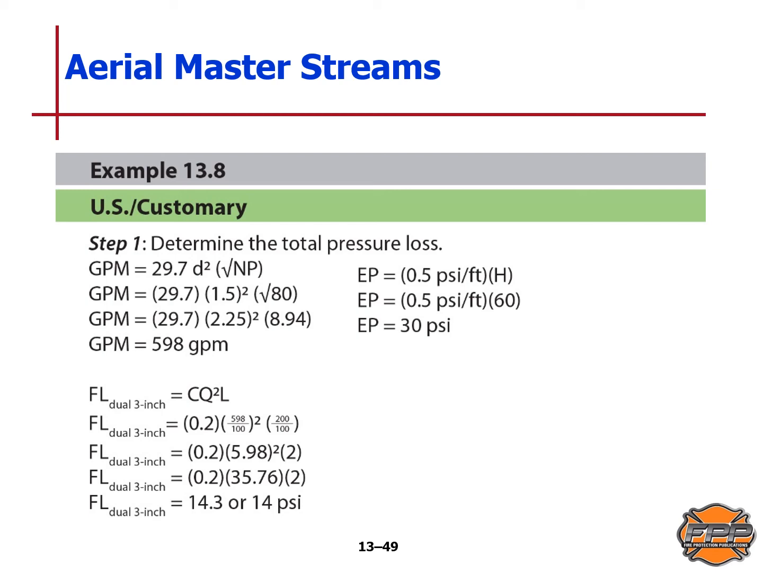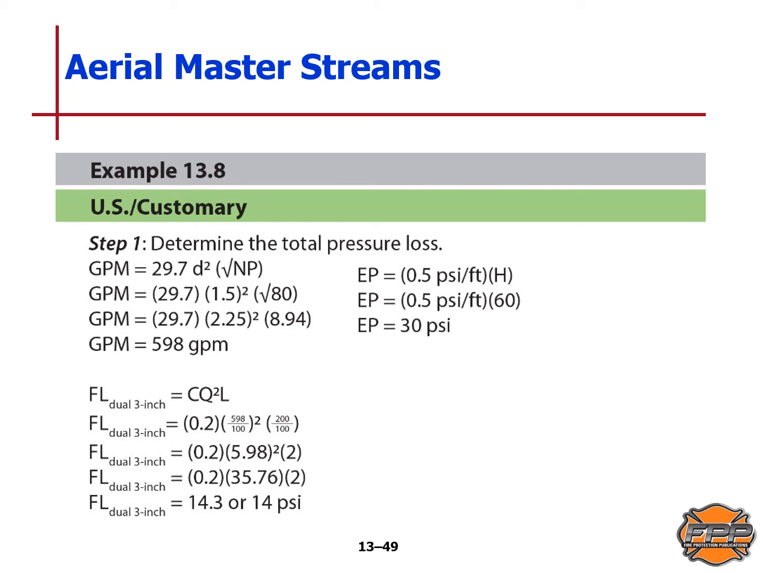If you look to the right, you see elevation pressure. Elevation pressure is 0.5 psi per foot of head. So the elevation pressure in this case is 0.5 psi per foot of head times 60. 60 times 0.5 is 30 psi.